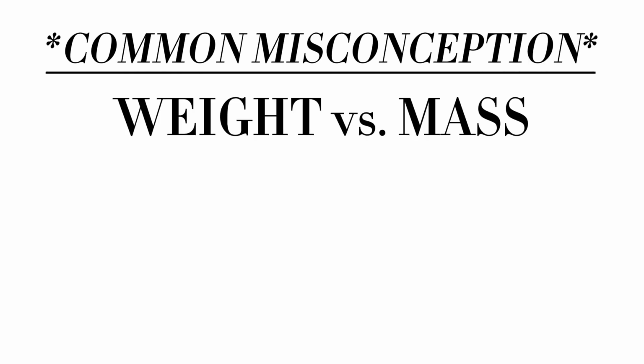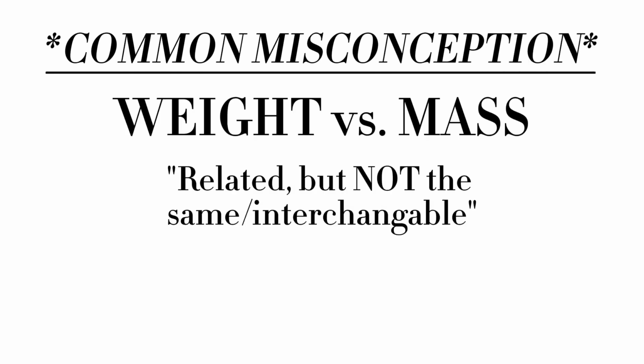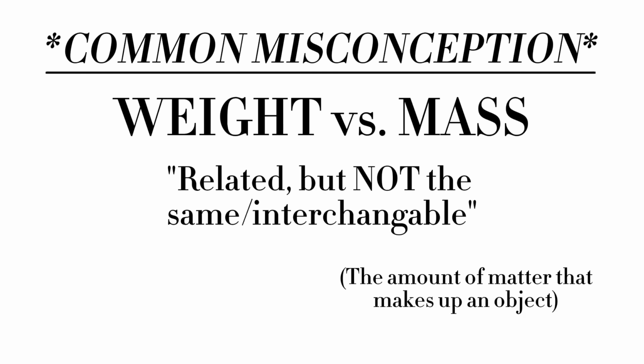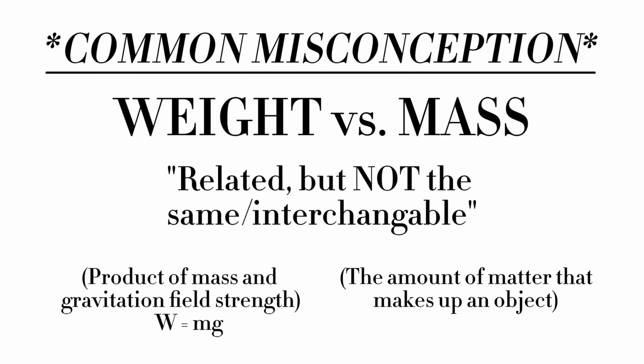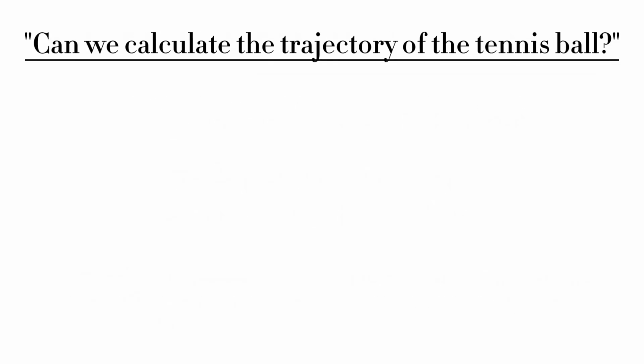We can decide which directions are our positive directions, and based on that, calculate the net force. There is a common confusion between weight and mass. They are related but not the same. Mass equals the amount of matter that makes up an object, whereas weight is the product of mass times gravitational field strength. Is there a way to calculate the trajectory of the tennis ball?